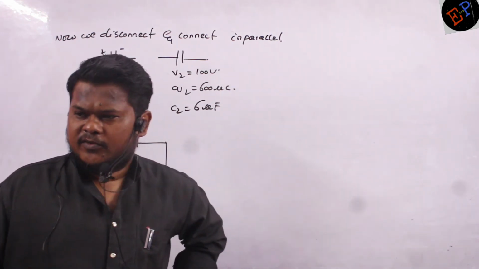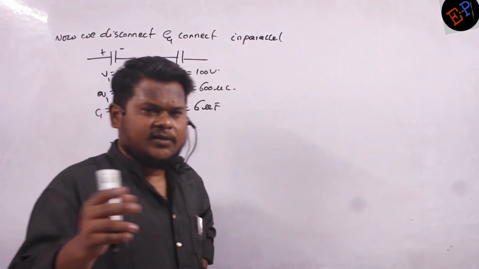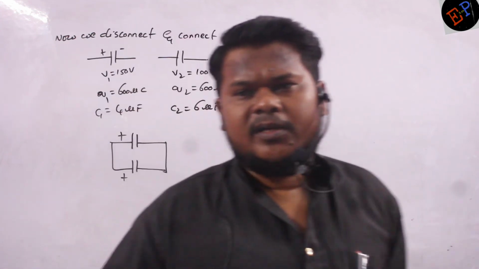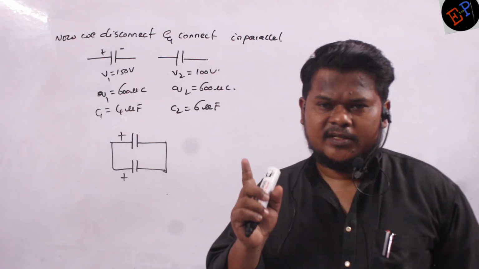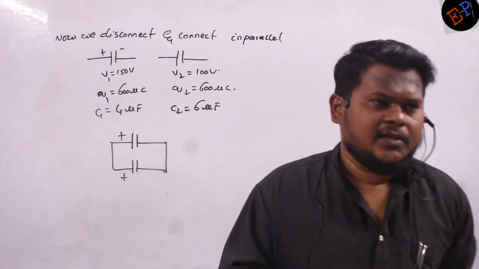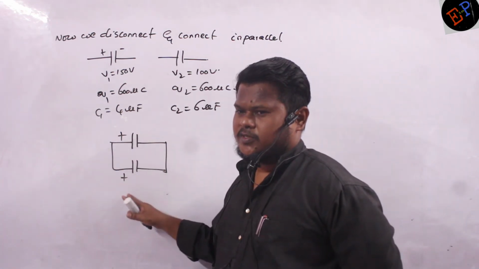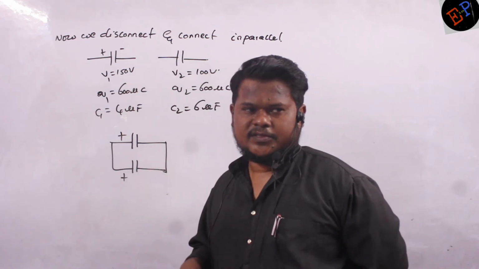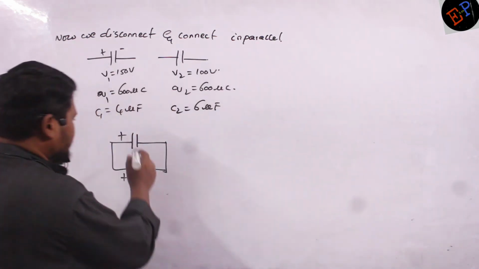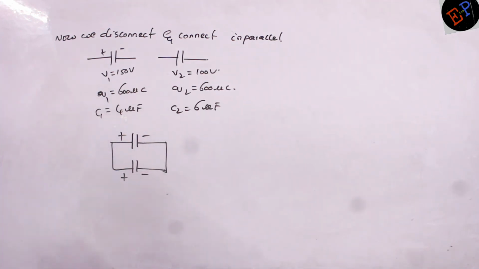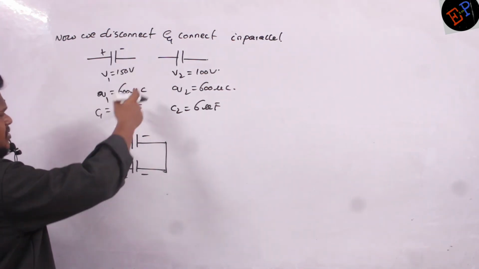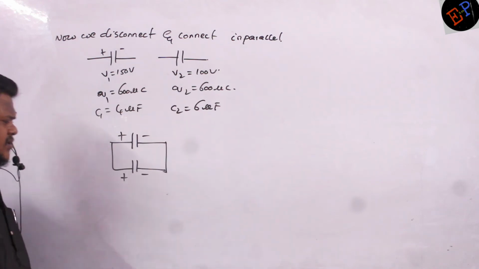Parallel connection can be of two types, no? Positive can be connected to negative, or positive can be connected to positive also. He did not mention anything. If he did not mention anything, then what is the meaning of it? We connect positive to positive, negative to negative. That's the meaning of this. Clear, no? So therefore, positive connected to positive, negative connected to negative. So all the potentials, charges, capacitances, everything we have.